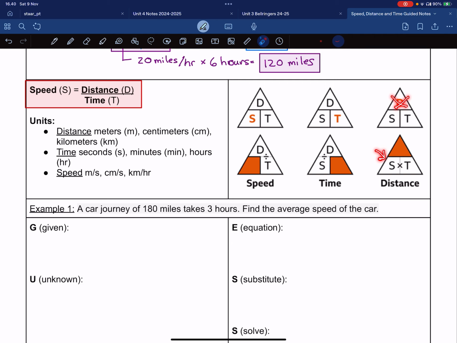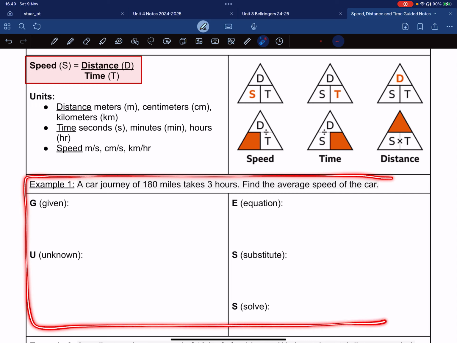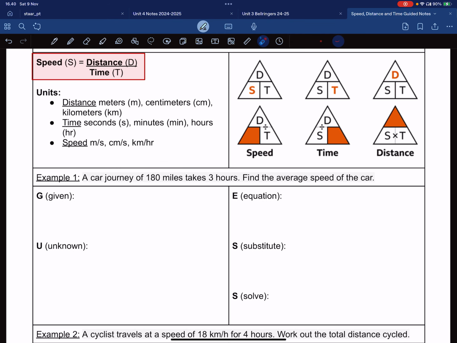Now, in all the things that we do, the majority of the points for them are going to come from the working, not from the answer. So we're going to use a format called GUESS: given, unknown, equation, substitute, solve. All right? And here are the two examples for that. First thing you do is you read the question and you try to figure out what is D, what is S, what is T. All right?